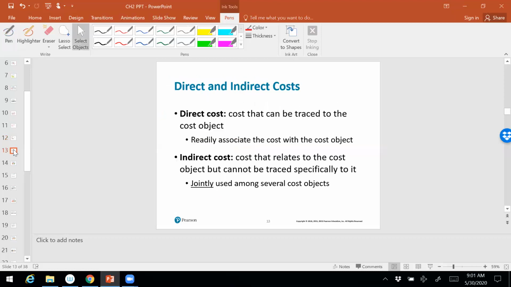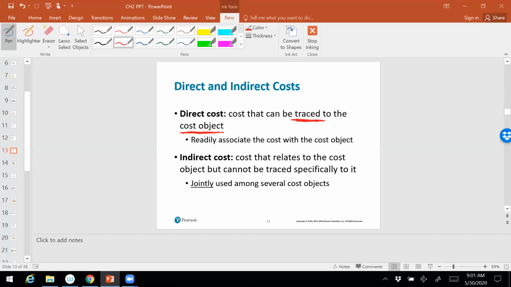Okay, next one. Now we want to get the proper definition of direct and indirect. So direct cost is the cost that can be traced to the cost object. I want to say easily. If you want to trace the cost, you definitely can, but some costs you have to spend hours and thousands of dollars to trace them. Even if you can do that, it's not easy, so it might not be a direct cost. So you will say, what's the meaning of this? It can be traced to the cost object.